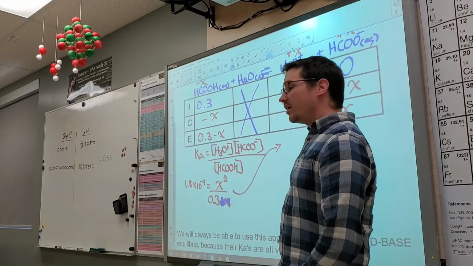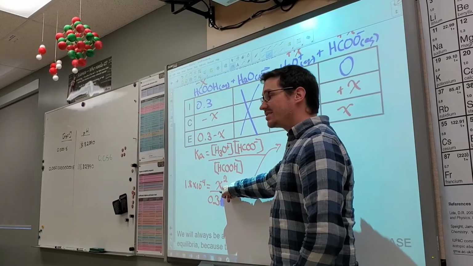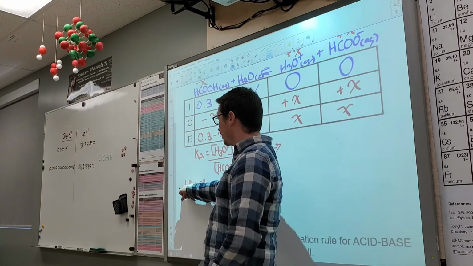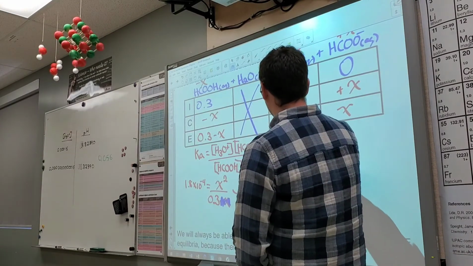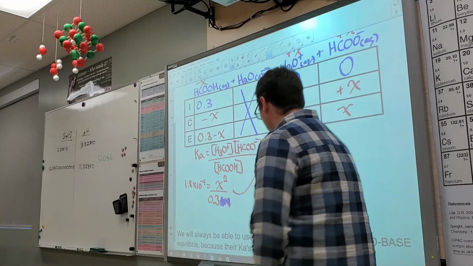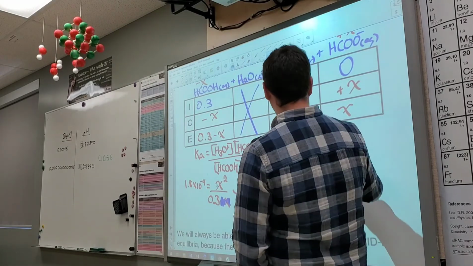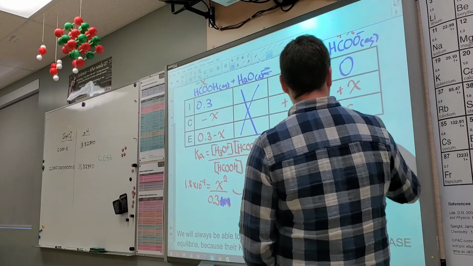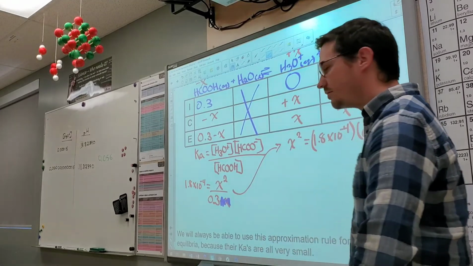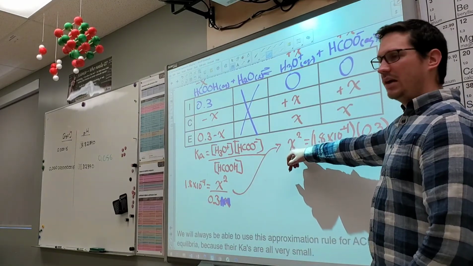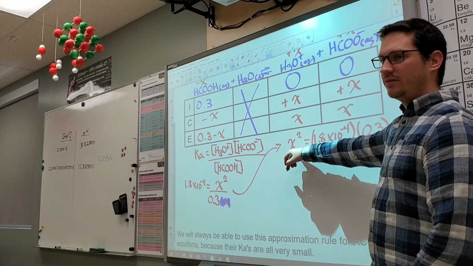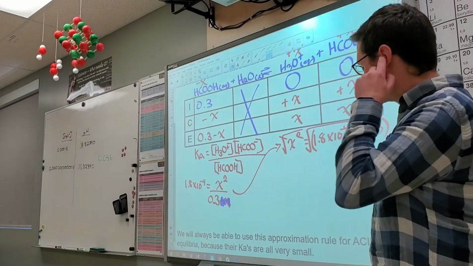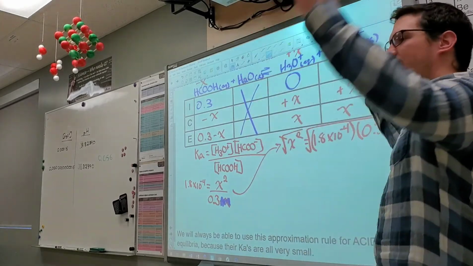So, if I rearrange this for X, if I want to get X by itself, all I have to do is multiply the 0.3 up. X squared is Ka, sorry, not Ka, 1.8 times 10 to the negative 4 times 0.3, right? So what's the only last thing I got to do to get X by itself? Square root it, right? So take the square root of that whole number.